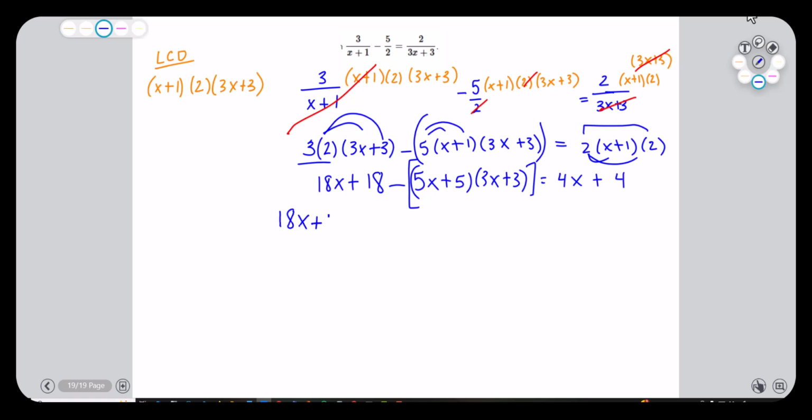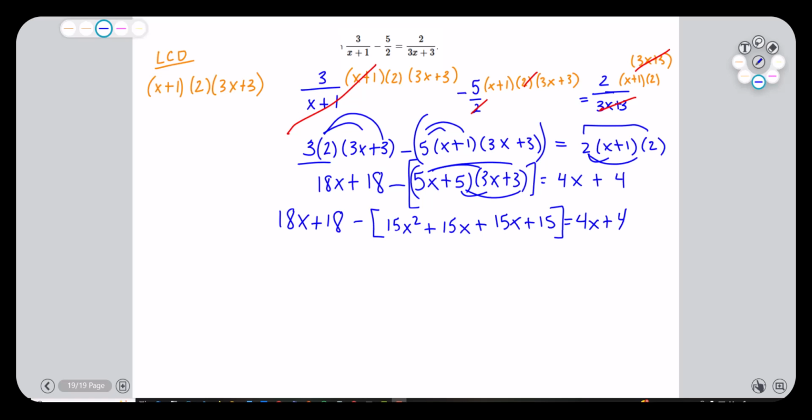So 18x plus 18 minus all of this business. So I'm going to FOIL. That's going to be 15x squared. That's going to be 5 times 3 is 15x. That's going to be plus 5 times 3 plus 15x. And that's going to be plus 15. And I get equals 4x plus 4.